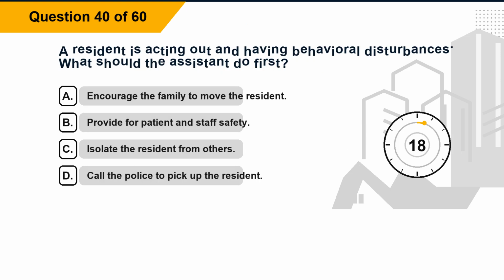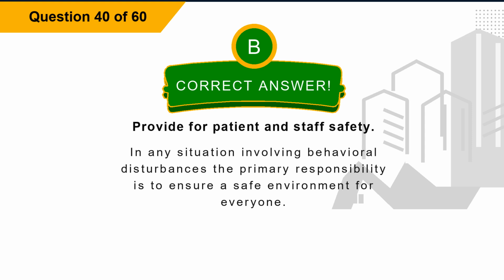Question 40. A resident is acting out and having behavioral disturbances. What should the assistant do first? Option A, encourage the family to move the resident. Option B, provide for patient and staff safety. Option C, isolate the resident from others. Option D, call the police to pick up the resident. The correct answer is option B, provide for patient and staff safety. Explanation: in any situation involving behavioral disturbances, the primary responsibility is to ensure a safe environment for everyone.